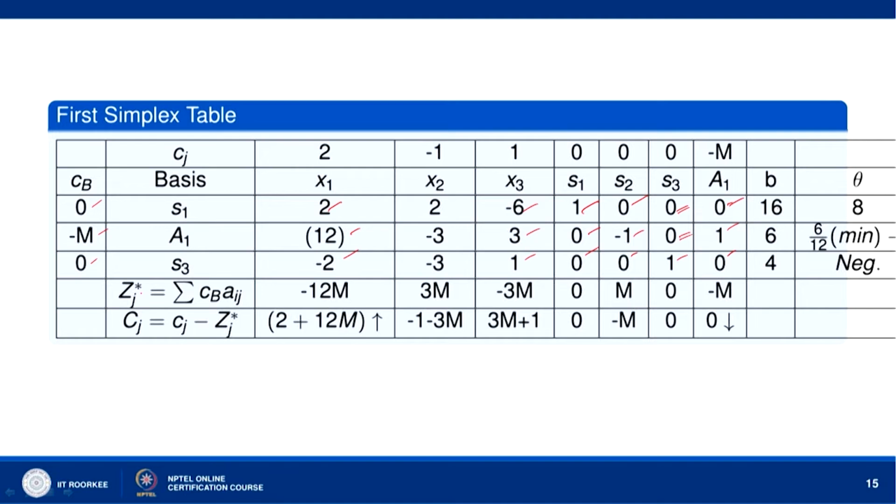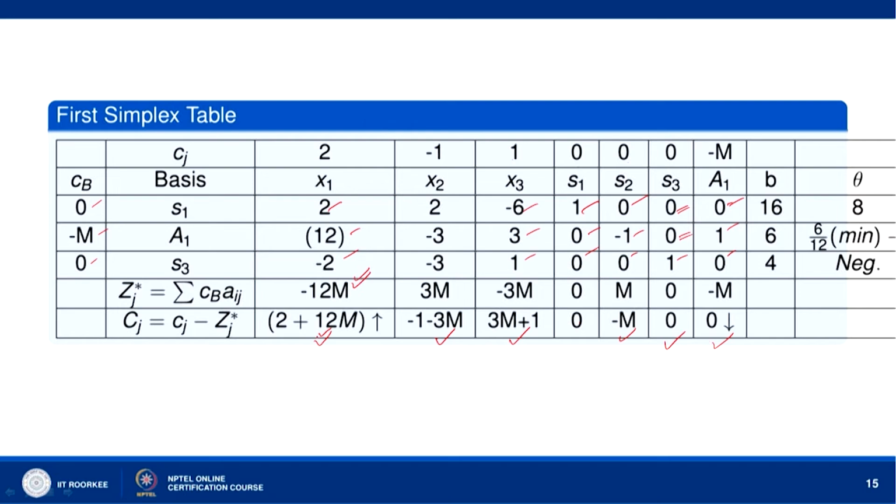Now, we can find zj star for j equal to 1. So, 0 into 2 is 0, minus M into 12 is minus 12M and 0 into minus 2 is 0. So, we get minus 12M here. We subtract this z1 star from C1. So, 2 plus 12M we get. Similarly, C2 comes out to be minus 1 minus 3M, and C3 comes out to be 1 plus 3M, and then it is 0, this is 0 minus M. So, minus M here, 0 minus 0 0 here, and then we get minus M plus M, that is 0, okay.